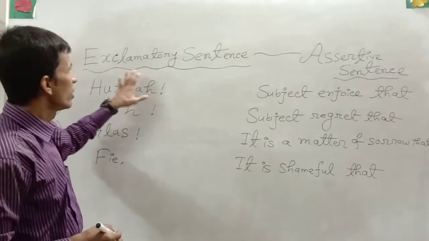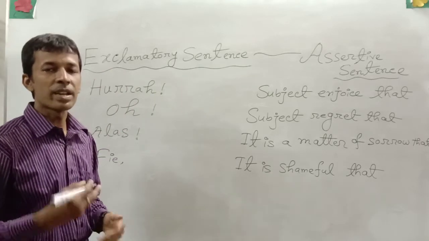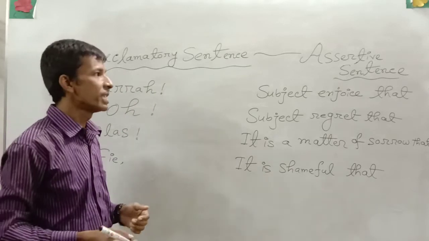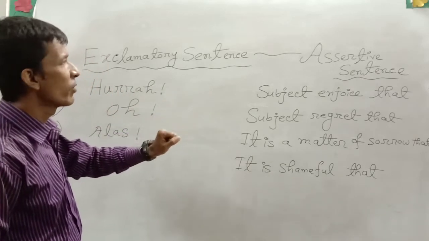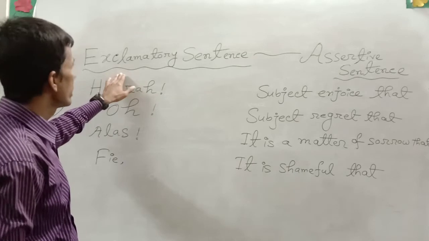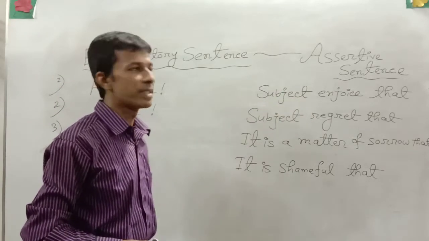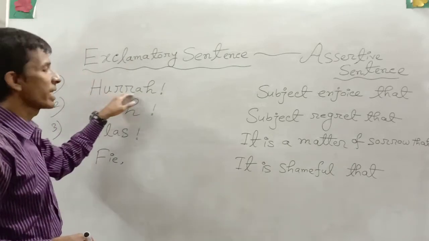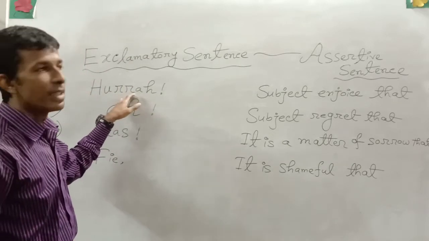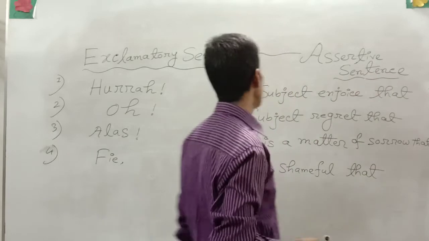Now students, look at the whiteboard. This is the third discussion. This is the third part of our discussion or teaching or lesson today. I have written some clues and structures for you. That is the process or method of transferring the exclamatory sentence into assertive sentences. If you find that the exclamatory sentence is started with such kind of interjection, hurrah, then you will have to write subject enjoys that in the starting of the assertive sentence.